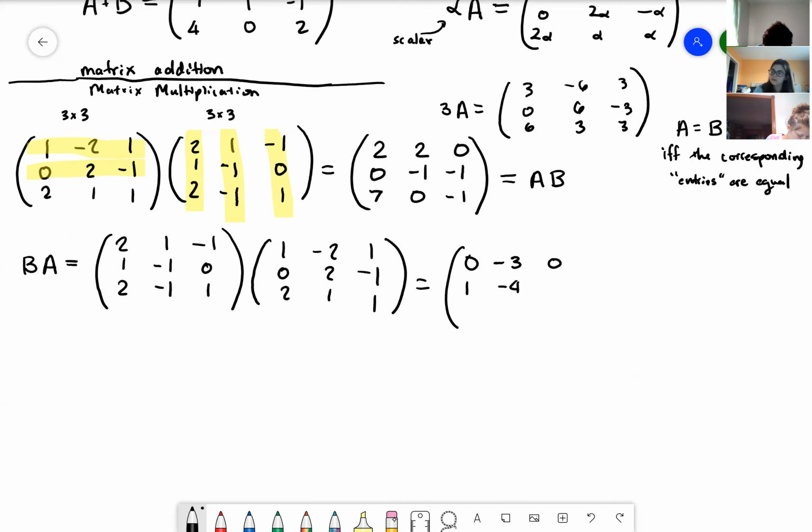So 1 plus 1, that's 2. 2 plus 2, that's 4. Negative 4 minus 2, that's negative 6. Plus 1, that's negative 5. And finally, 2 plus 1 is 3, plus 1 is 4. When you get a lot of practice, you can do these a lot more quickly. So what we saw from this is that AB is definitely not equal to BA.